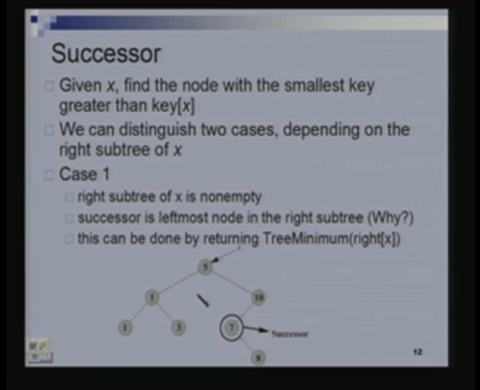Okay. So that's what we have to do. If the right subtree is non-empty, then we go right one step and keep going left.